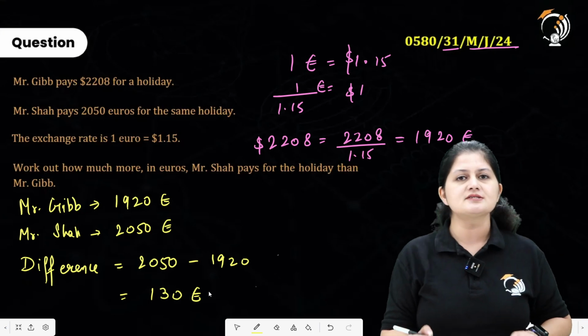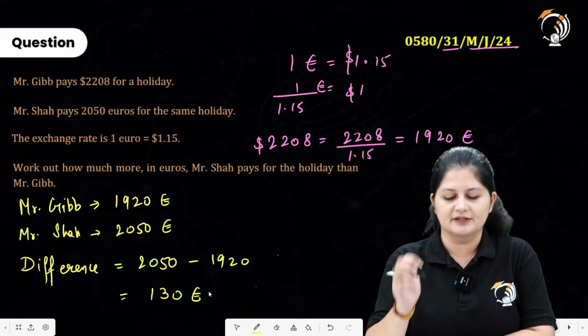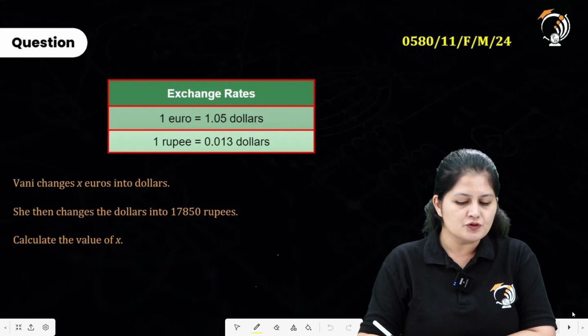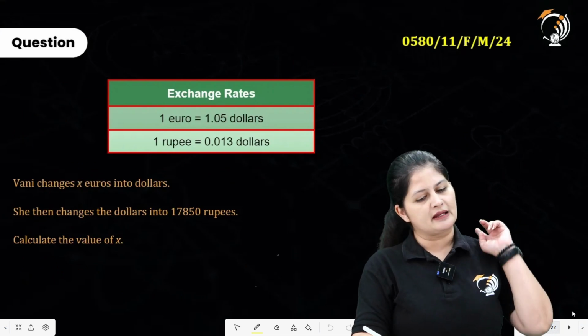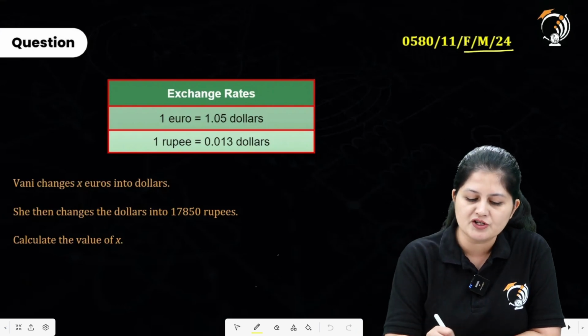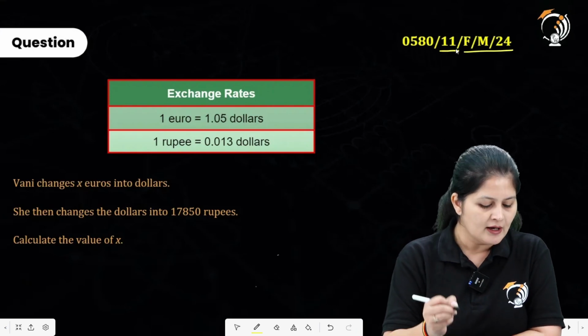So that is the difference between the price here. Clear? Moving to the next question, which is again a previous year question from the paper of February-March 24 from the variant 1-1.